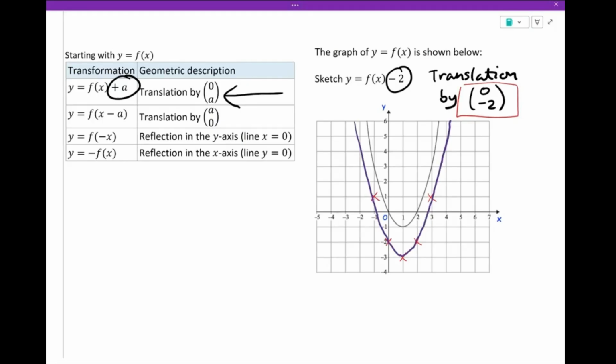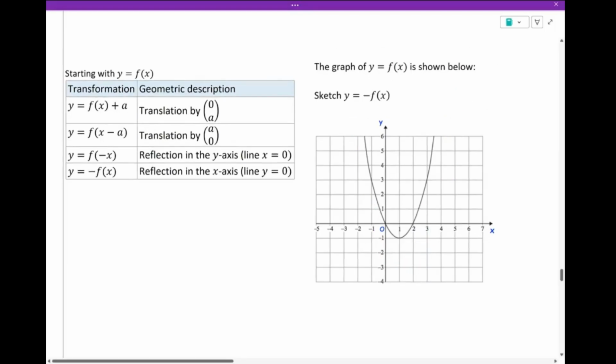Let's have a look at our next scenario. So we've got the graph of y equals f of x again, shown below. We need to sketch y equals negative f of x. So the function has been multiplied by negative 1. Which transformation would that be? Well, we've got to consider our reflections, and it would be a reflection in the x-axis. So what I need to do is go to all of my points that I can read the coordinates of, and let's reflect them in the x-axis.